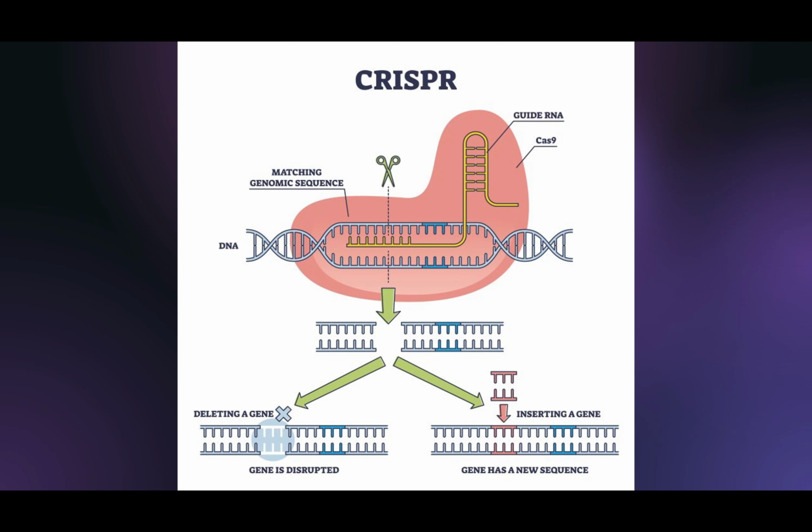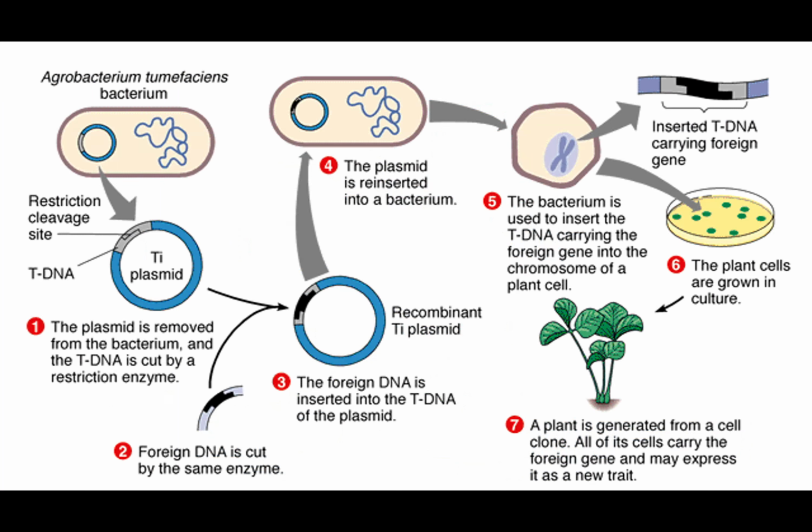Okay, so let's look at this bacterium. We're now going to be going into how we create recombinant DNA, and it really occurs in these steps here. So the first step, we're going to remove the plasmid from the bacterium itself.